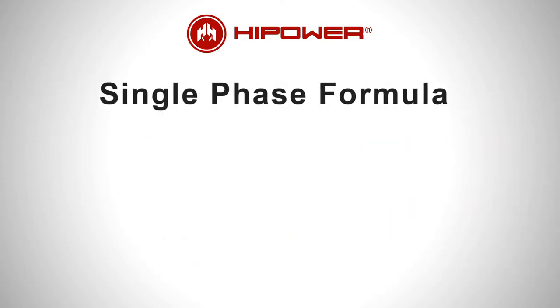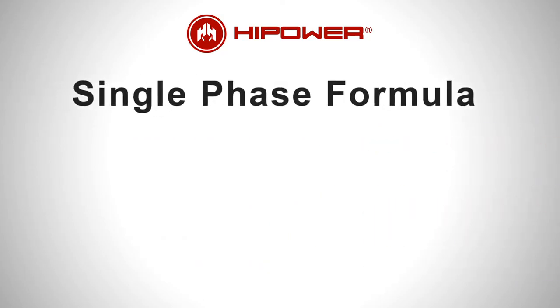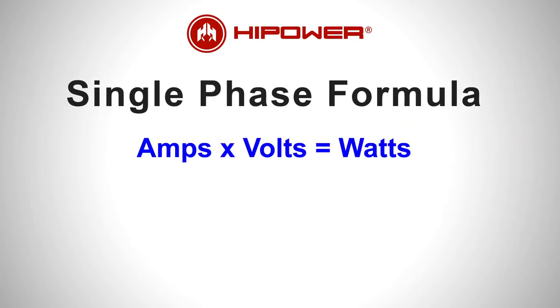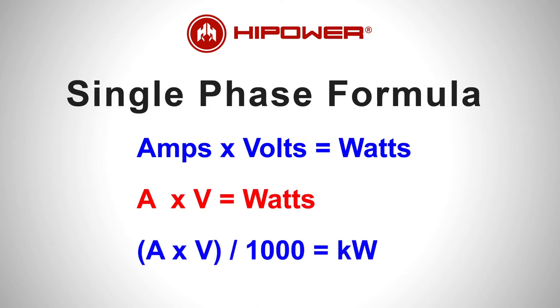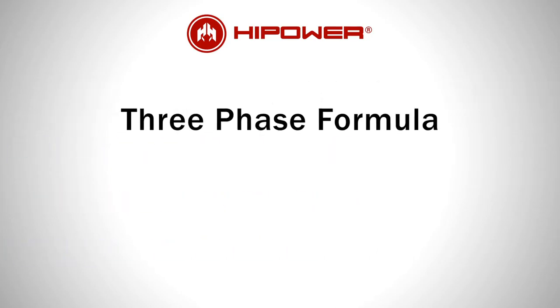The first formula to note is for a single-phase generator. For single-phase, the total kilowatts is a function of amps and volts. Amps, A, times volts, V, equals watts, or W. Dividing the watts by 1,000 gives you the kilowatts. The second formula to note is for three-phase generators.